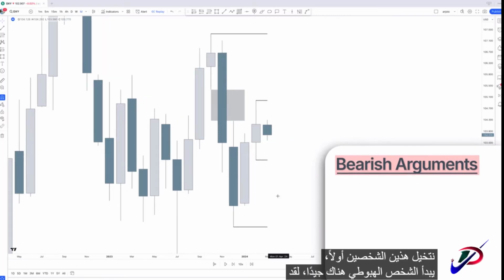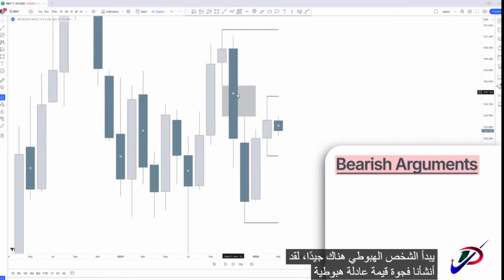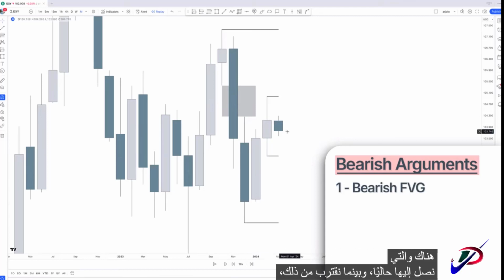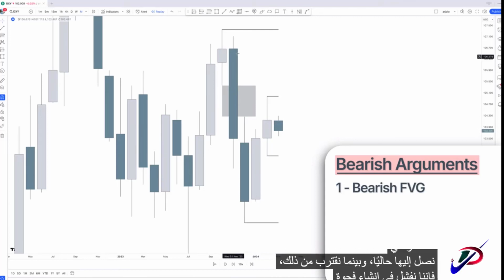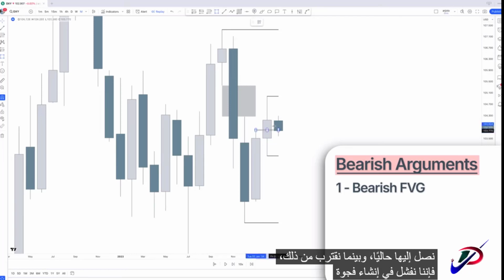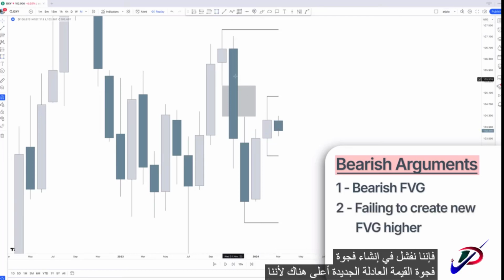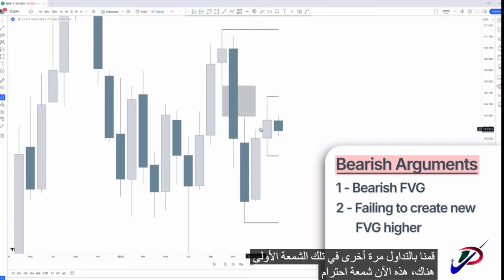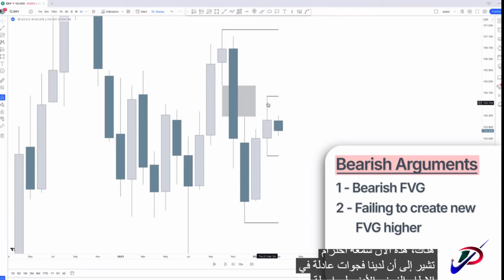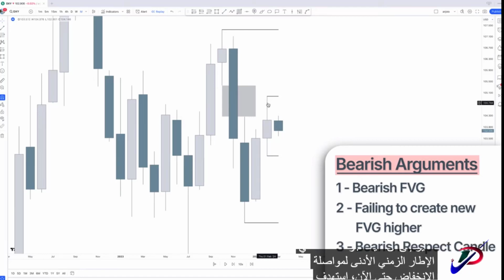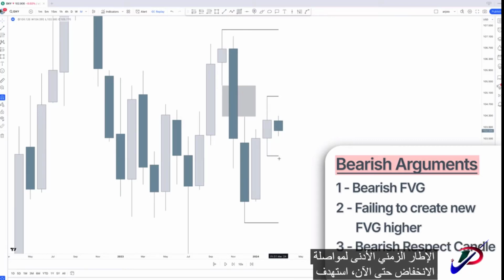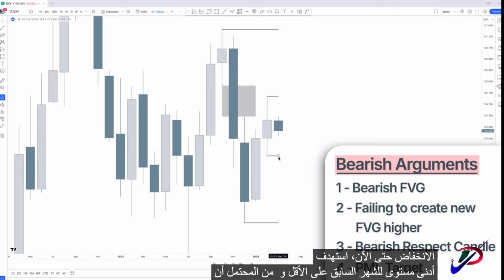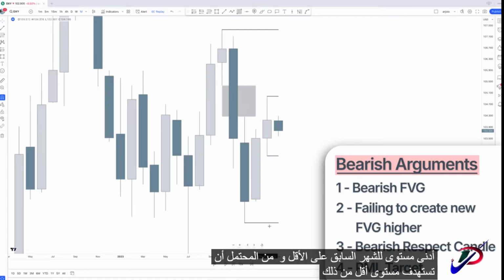So right here, let's imagine those two people. First, the bearish person starts right there. Well, we have created a bearish fair value gap right there, which we are currently coming into. And as we are coming into that, we are failing to create a new fair value gap higher right there, because we traded back into that first candle right there. This is now a respect candle, indicating that we have fair value gaps on a lower time frame to continue lower off of, to now target that previous month low at least, and potentially target even lower right there.